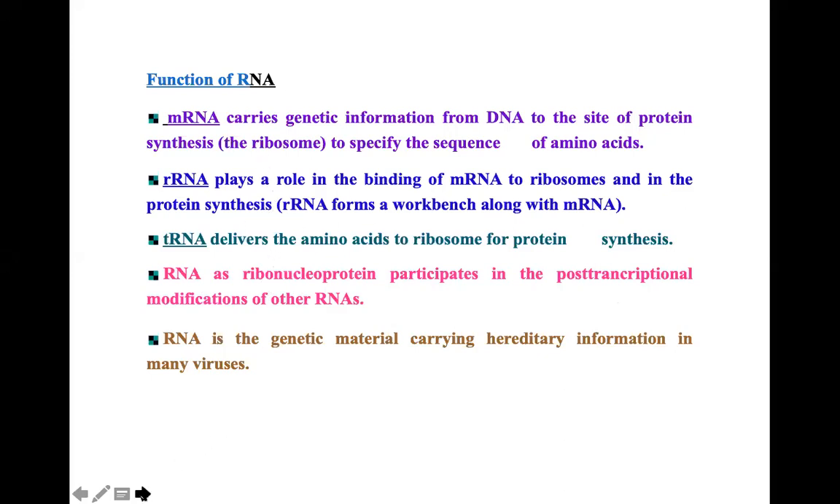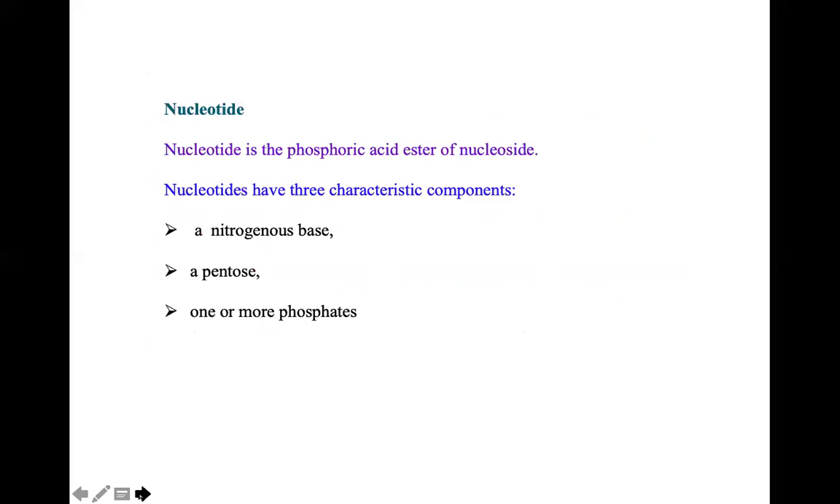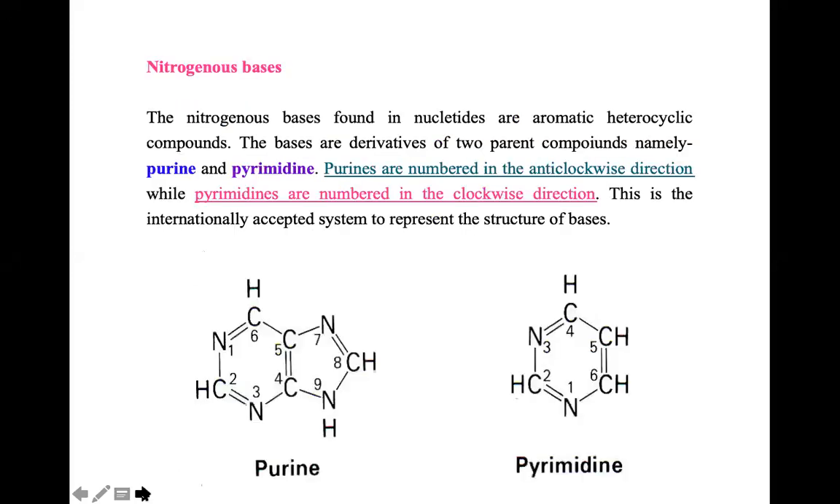In biochemistry you study this in detail, so I am not going into more detail here. You know that a nucleotide is the phosphoric acid ester of a nucleoside. What is a nucleoside? A nucleoside is without phosphoric acid. A nitrogen base, a pentose, and one or more phosphates, these three units together are called a nucleotide. But one nitrogen base and one pentose together are called a nucleoside. So this is very simple.